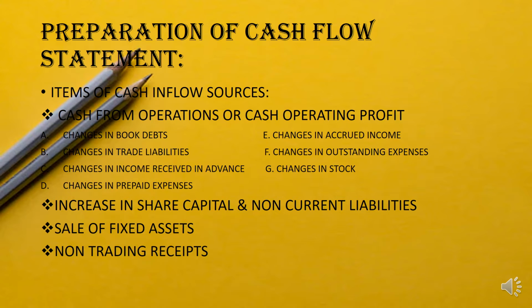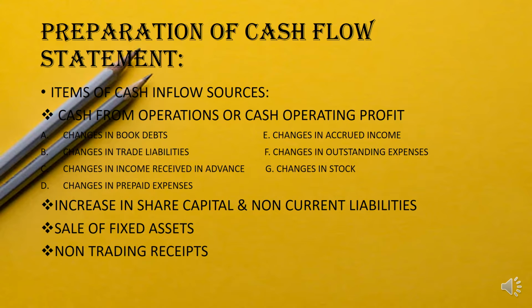And the last one under cash from operations will be changes in stock, which can be expressed like cash from operations is equal to net operating profit plus decrease in stock, or minus increase in stock.